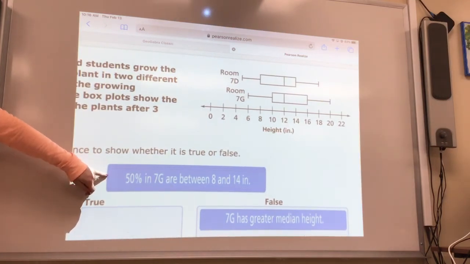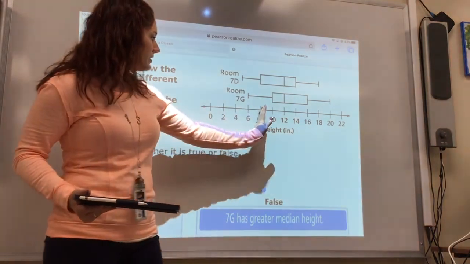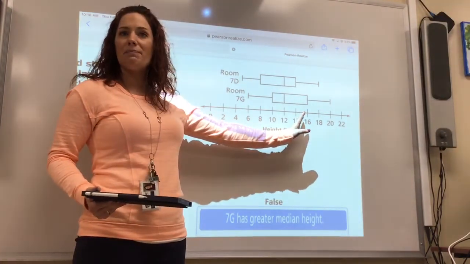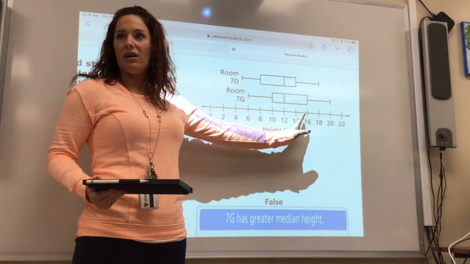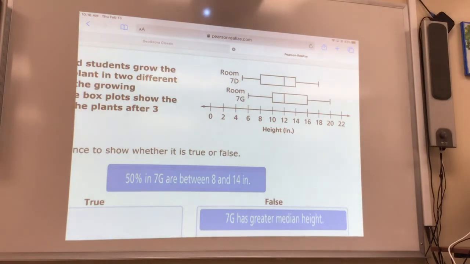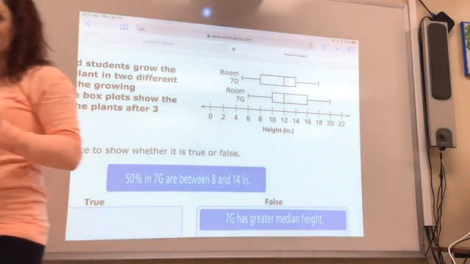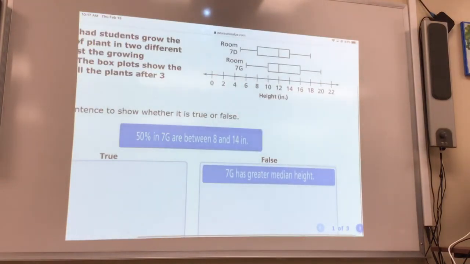50% of 7G are between 8 and 14. So we're looking at this box plot, and they're saying it's between 8 and 14. Well, here's 8, here's 14. Does that begin and end at quartile segments? No, it doesn't, so we can't say that. That's another false statement. Isn't 50% of 7D between 8 and 14? Yes. 8 and 14 goes from beginning to end of the box on 7D, but not 7G. So that's a false statement.